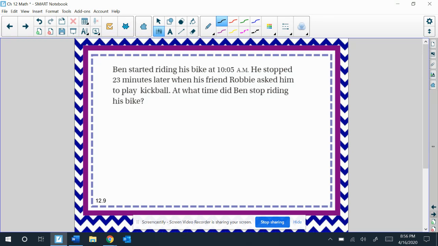At what time did Ben stop riding his bike? I want you to make your line and put 10:05 either at the start or the end, whichever way it goes. Let's see how you did. Here's my line. And now I need to figure out if 10:05 goes at the start or the end. Ben started. Oh, that means it goes at the start of my line. I hope this is what you have.